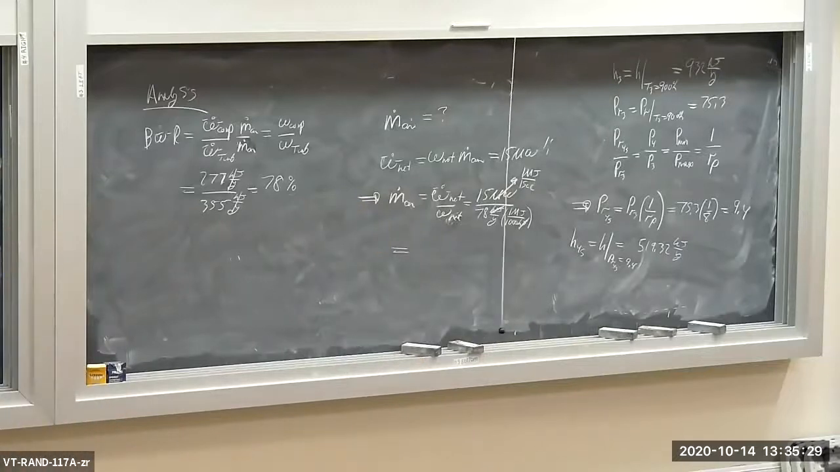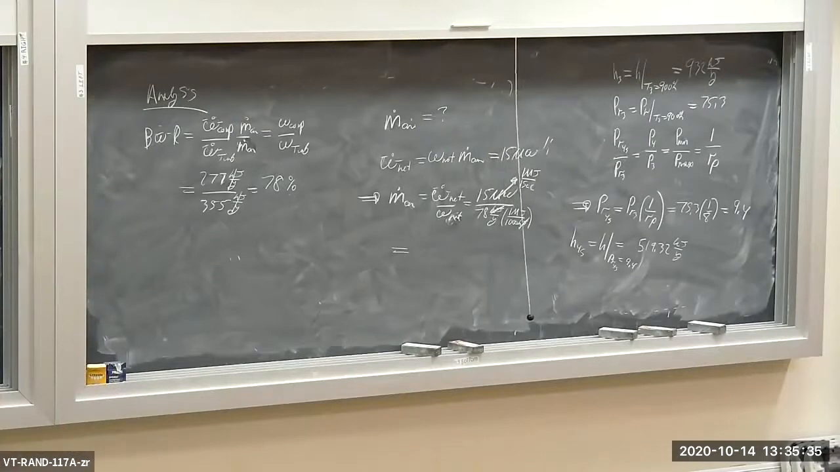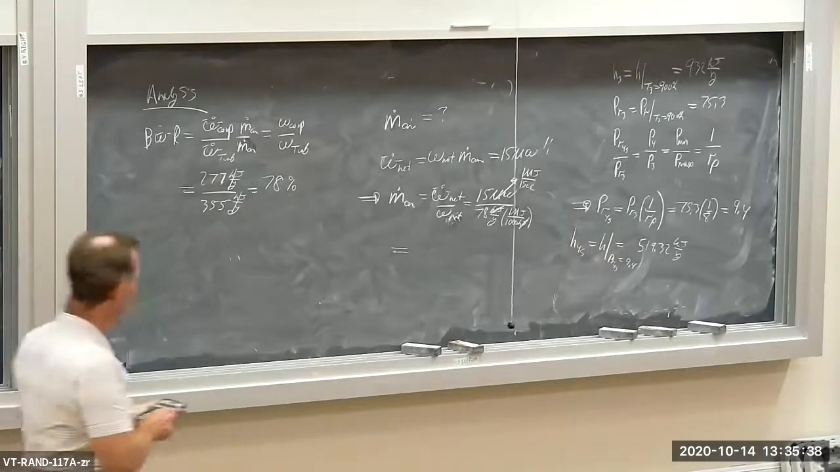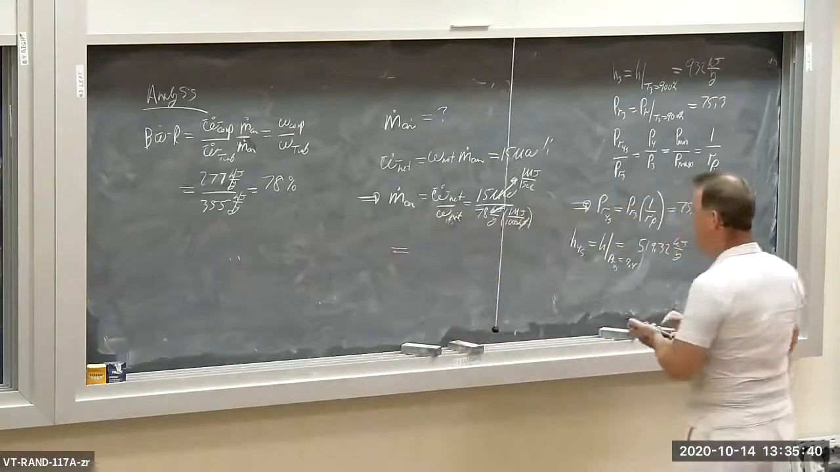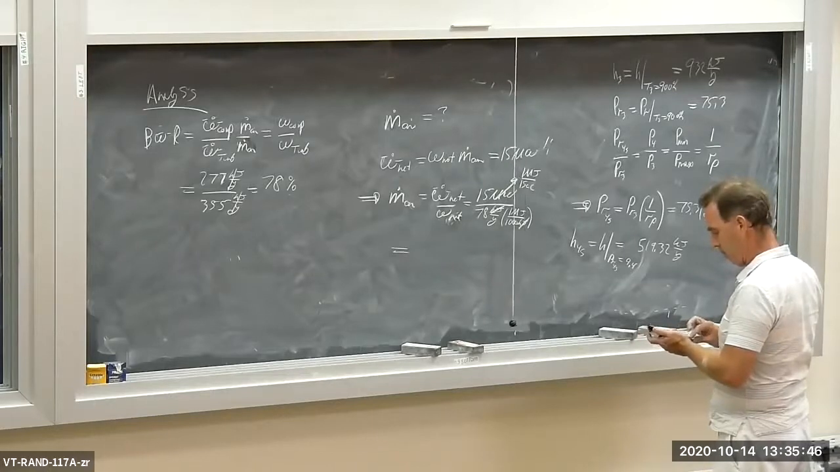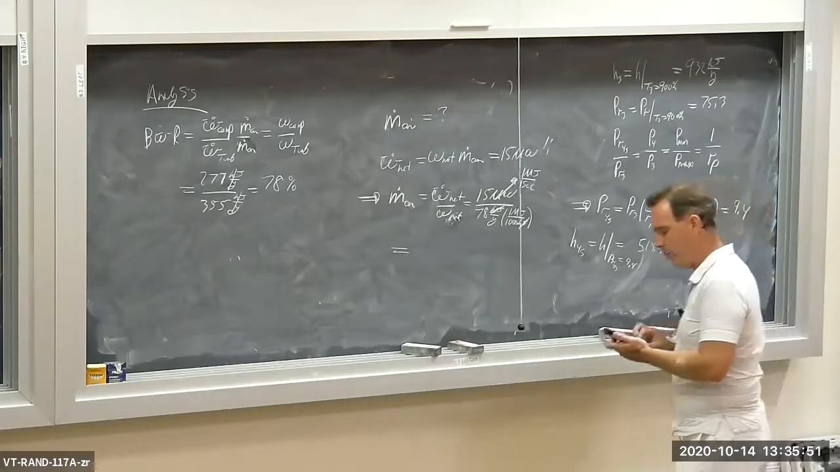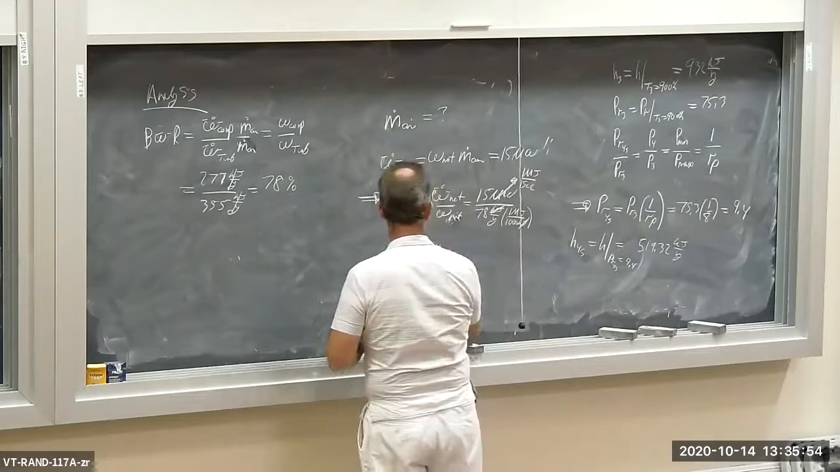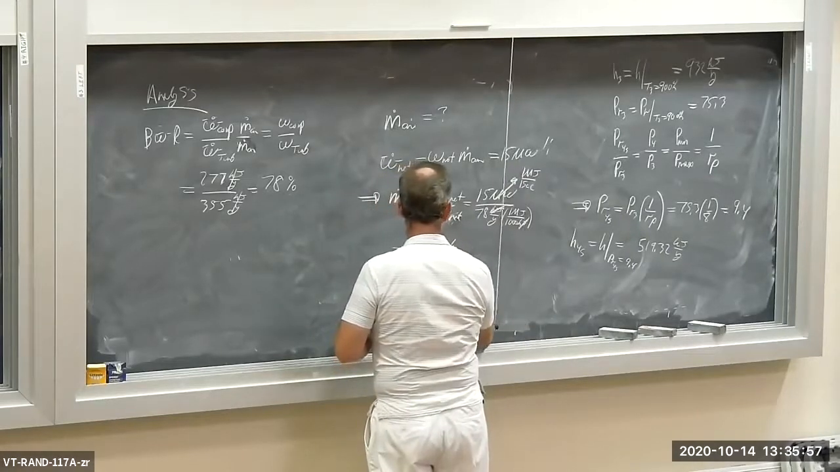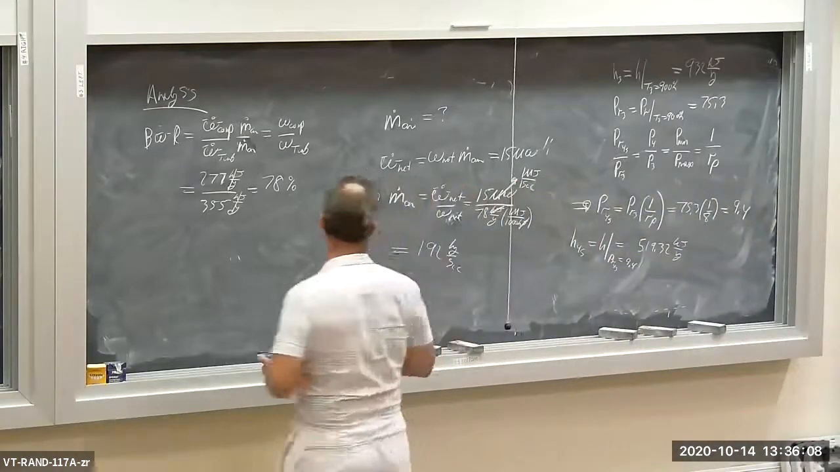Let's see here, what have I got? So 15 times 1,000 divided by 78, and I get 192 kilograms per second. 192 kilograms per second of air. That's a lot of air.